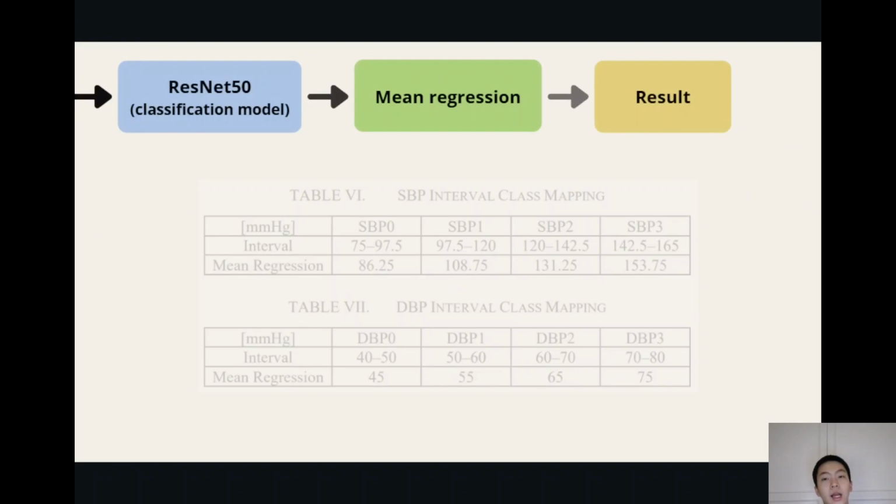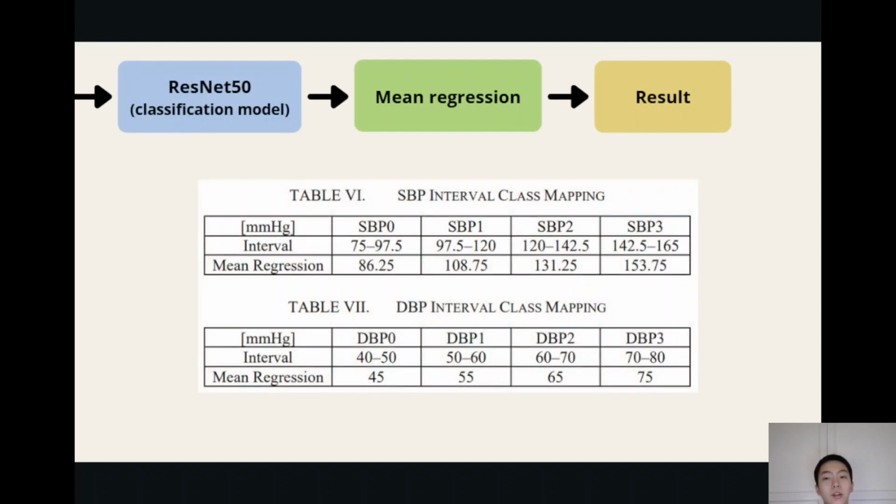As I mentioned earlier, the mean regression assigned the middle value of each interval as a predicted BP value. The table here displays the predicted value corresponding to each class. For example, if a PPG signal is predicted as SBP1, the SBP value of 108.75, which is the middle value between 97.5 and 120, will be assigned as the predicted SBP value for that sample.